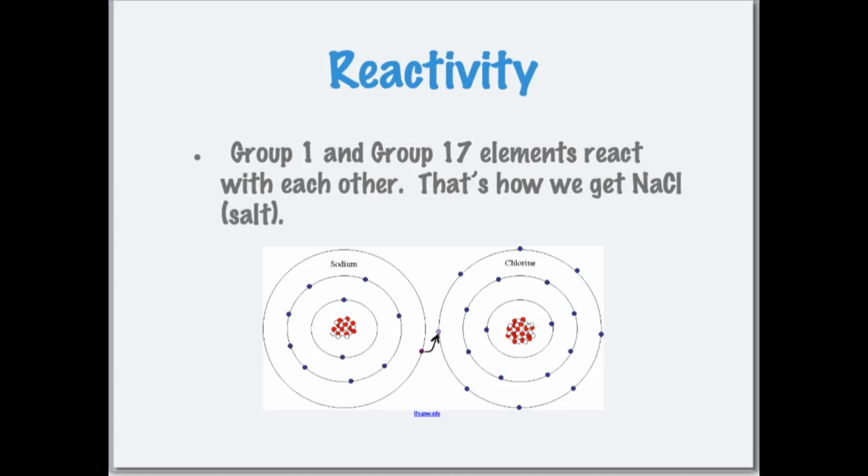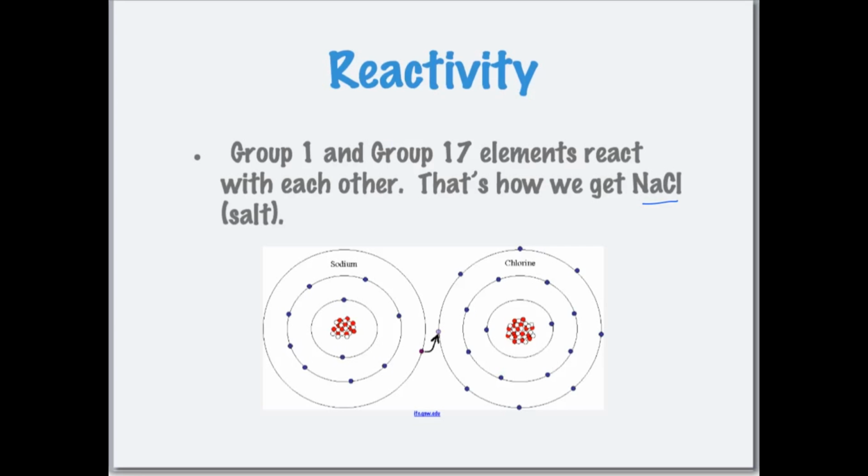So we just talked about group 1, the alkali metals, and group 17, the halogens. Well, we find that these elements from group 1 and group 17 actually react with each other very well. That's how we get NaCl or salt. What would we do without it, right? So here's a diagram of kind of how that works.